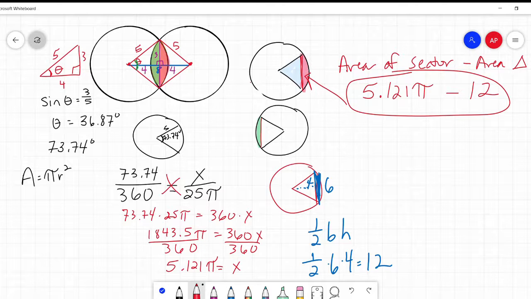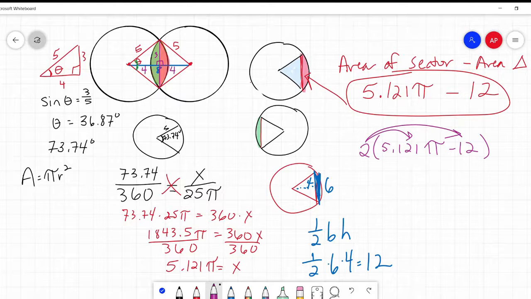Well, I have 2 of these segments stuck together. So I need to multiply this by 2. So 2 times 5.121 pi minus 12 equals, we distribute this, 2 times 5.121 is 10.242 pi, and 2 times 12 is 24. And we weren't given units, but this could be centimeters squared, inches squared, what have you. But that's it, 10.242 pi minus 24, that is all, units squared.